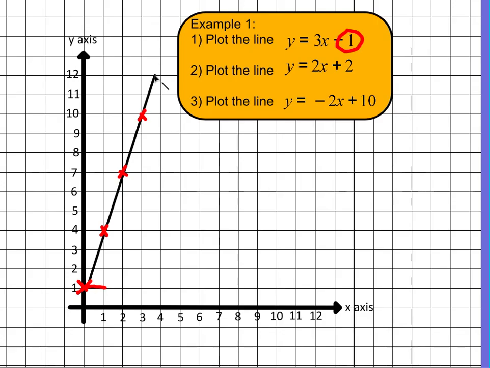And that's my first one done. And just check, if you do the change in y divided by the change in x, you always get 3, exactly as we would expect.